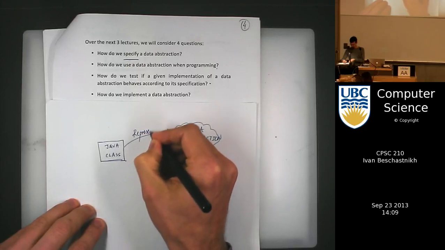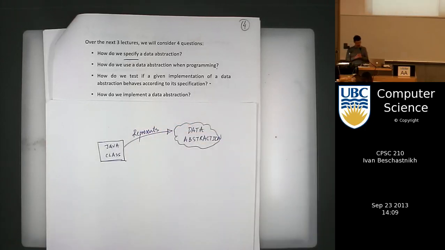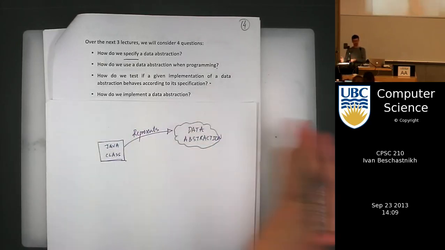and that my class represents this data abstraction. When I'm creating a class, I'm using the class to stand for my data abstraction. So this is in programming land, and the data abstraction is very much in my head.